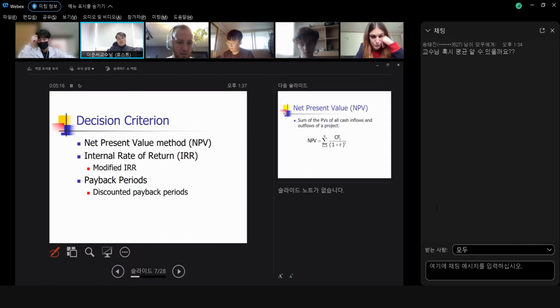So here you go. Decision criteria. Broadly, we have three kinds of decision criteria. NPV stands for net present value. IRR means internal rate of return. But as you shall see, IRR has a lot of crucial flaws. So instead of IRR, we need to use the modified IRR. This is MIRR.